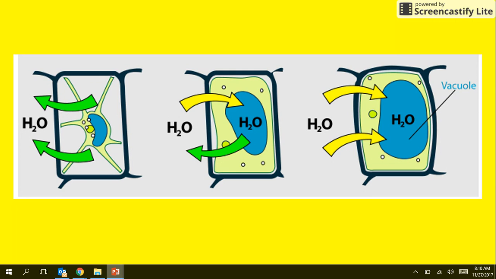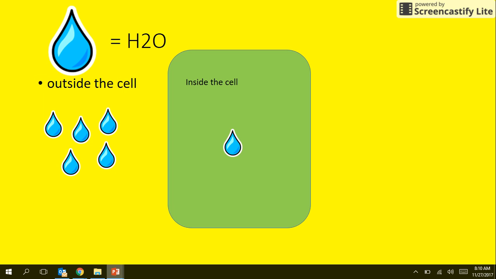Great. I hope you said regulation. Regulation is when we reach homeostasis or equilibrium, and this is just creating a balance. We want to create a balance. So let's give an example. If this is the inside of the plant cell, and this is the outside of the plant cell, and these little droplets represent water, which way will the water molecules move in order to create a balance?